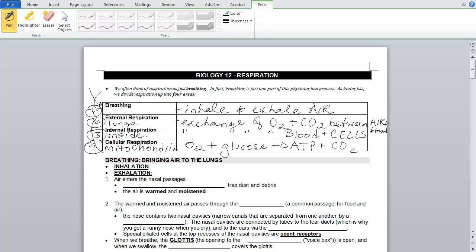So the first part of this system is our airway, and this is going to be breathing, what we're familiar with. So inhalation is bringing air in.